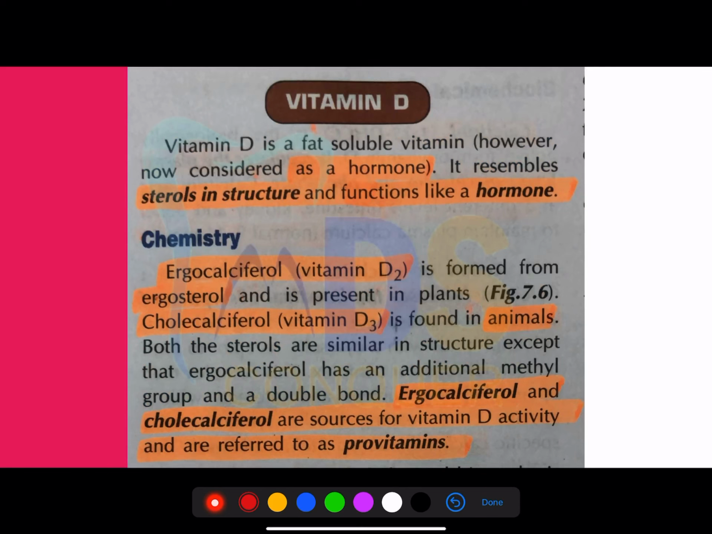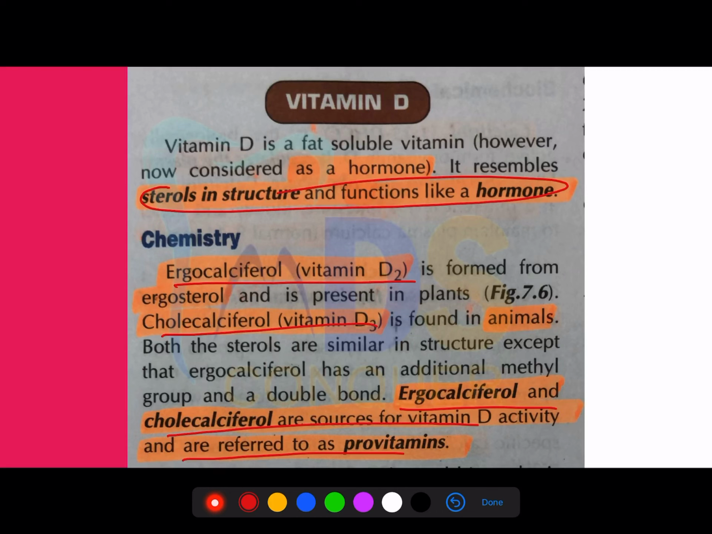The next is vitamin D. What is vitamin D2? What is D3? What are the sources of these vitamins? These are called provitamins. The vitamin which acts as a hormone is preferably D, followed by A. Even A acts as a hormone according to your Schopenhauer reference.